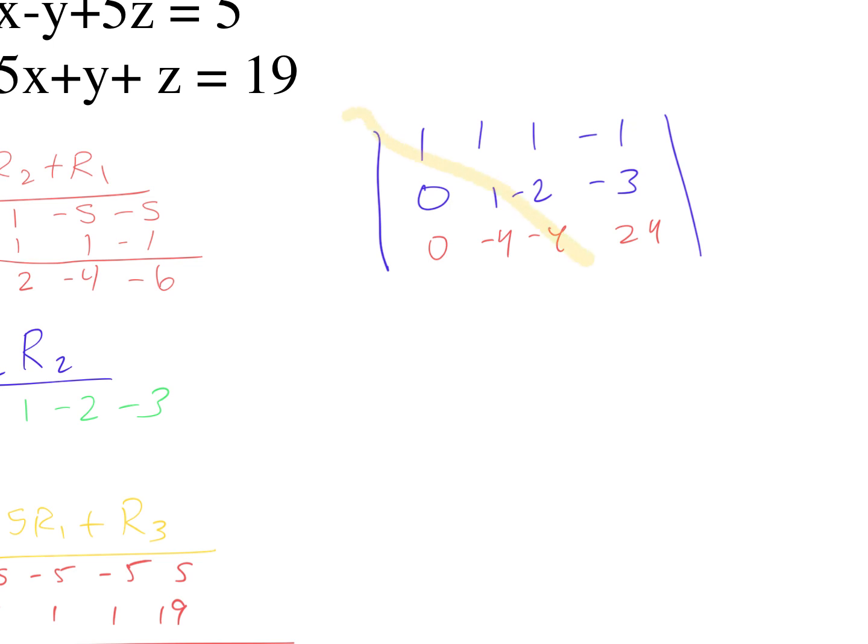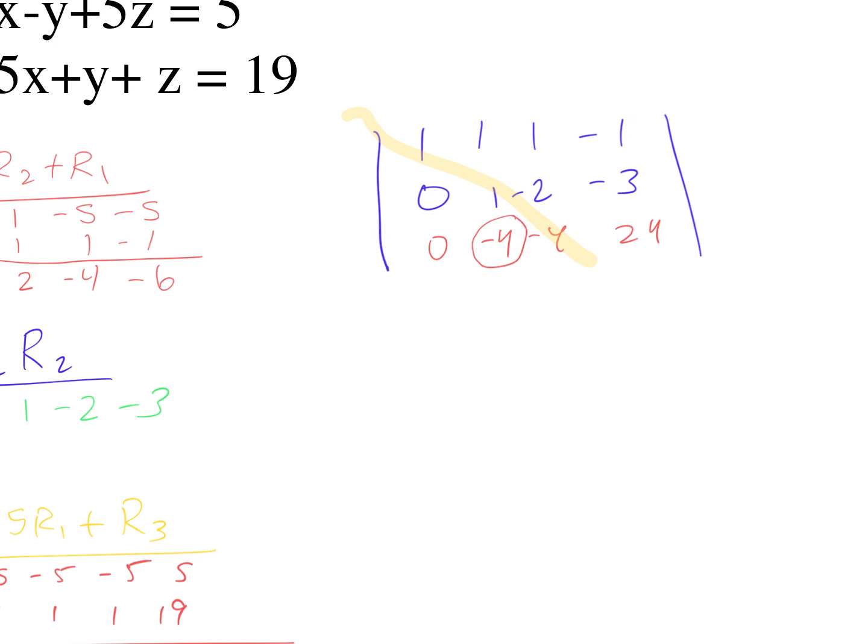So I want 1s on the diagonals, and I want 0s underneath. So my first column is good. I want 1, 0, 0. Perfect. So I need to focus here. This is now what I need to change.